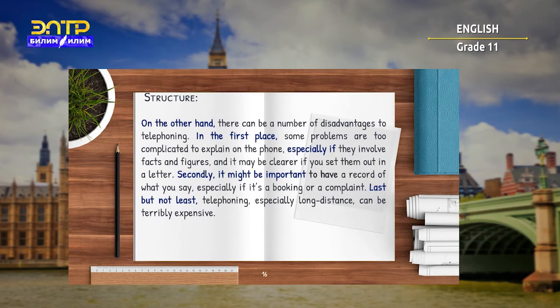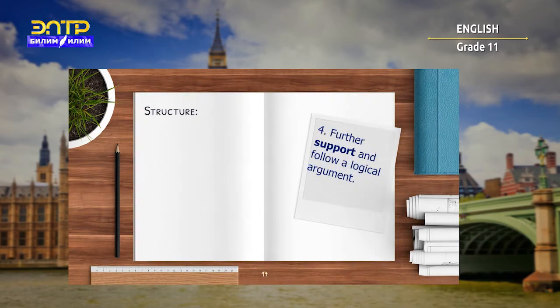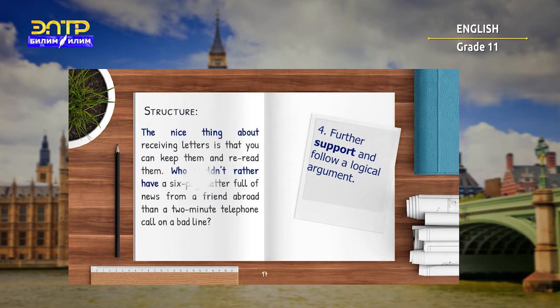In the first place, some problems are too complicated to explain on the phone, especially if they involve facts and figures, and it may be clearer if you set them out in a letter. Secondly, it might be important to have a record of what you say, especially if it's a booking or complaint. Last but not least, telephoning, especially long distance, can be terribly expensive. Further support follows the logical arguments. The nice thing about receiving letters is that you can keep them and reread them. Who wouldn't rather have a six-page letter full of news from a friend abroad than a two-minute telephone call on a bad line?